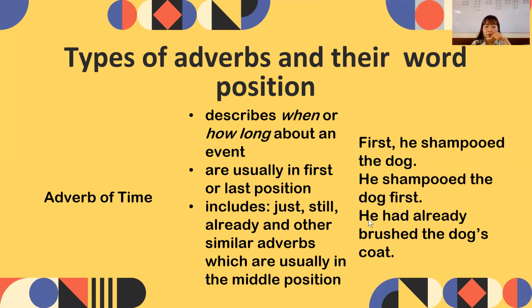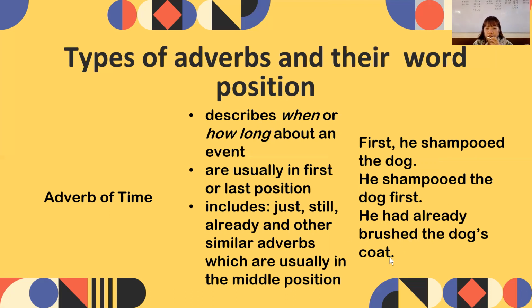We also have other words such as just, still, already, and other similar adverbs under adverb of time. They are usually placed in the middle position. For example, he had already brushed the dog's coat. Our adverb of time here is already. It means it's done. Words under sequence or order are also under adverb of time. So in he had already brushed the dog's coat, already is our adverb of time. As it says here, it is usually placed in the middle position. So let's dissect how it is placed.